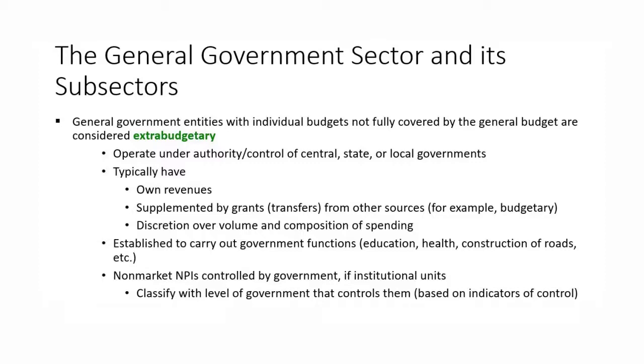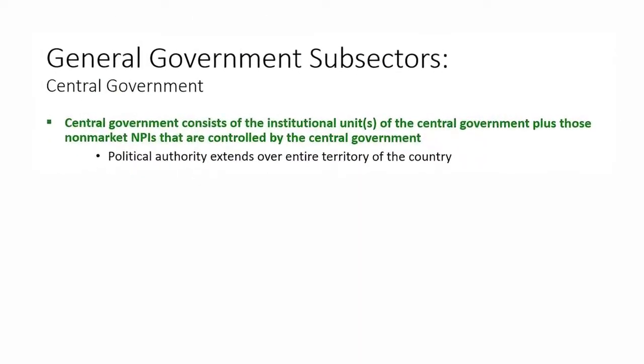Discretion, and it can decide over volume and composition of spending. Central government consists of the institutional units of the central government plus those non-market, non-profit institutions that are controlled. So if we have non-market institutions serving households, but they are controlled by the central government, then we should sort them to the central government. If this is regionally controlled, we put it to the local government. And if it is on a state government, for regional, we put it there.